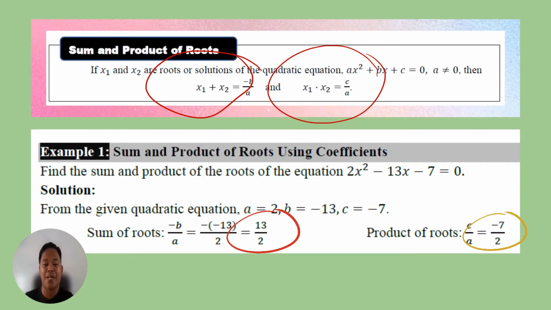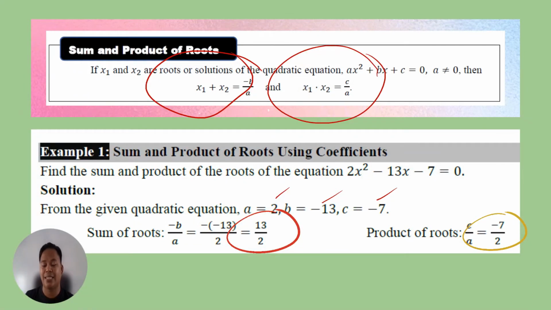Find the sum and product of the roots of the equation 2x squared minus 13x minus 7 is equal to 0. Let us first identify the values of a, b, and c. A is equal to 2, b is equal to negative 13, c is equal to negative 7. So if we're going to find the sum of the roots, we're going to use negative b over a, so negative times negative 13 over 2. So negative times negative 13 is positive 13 over 2.